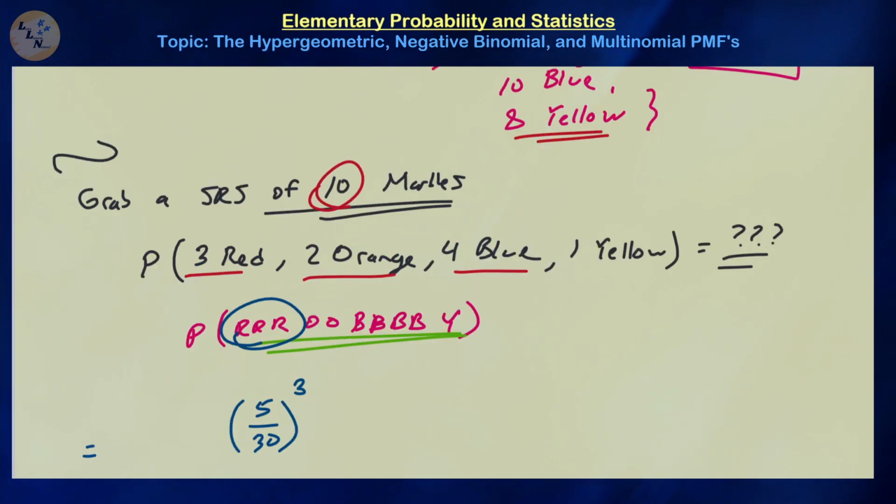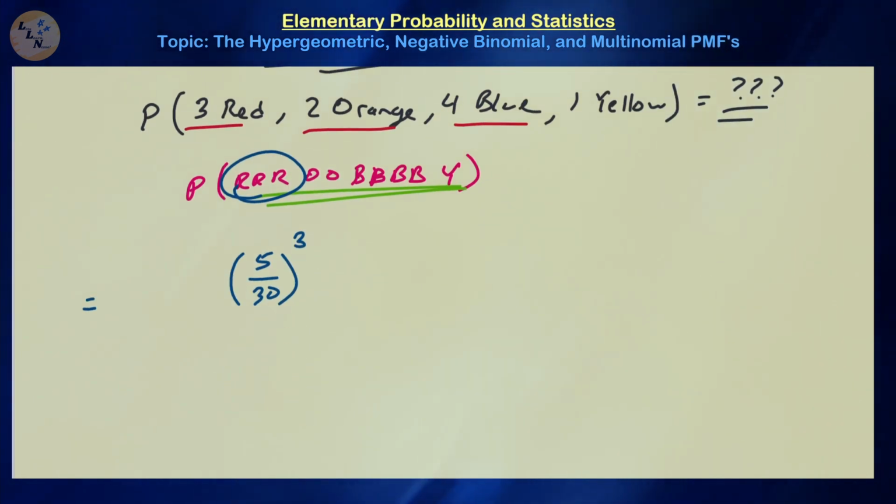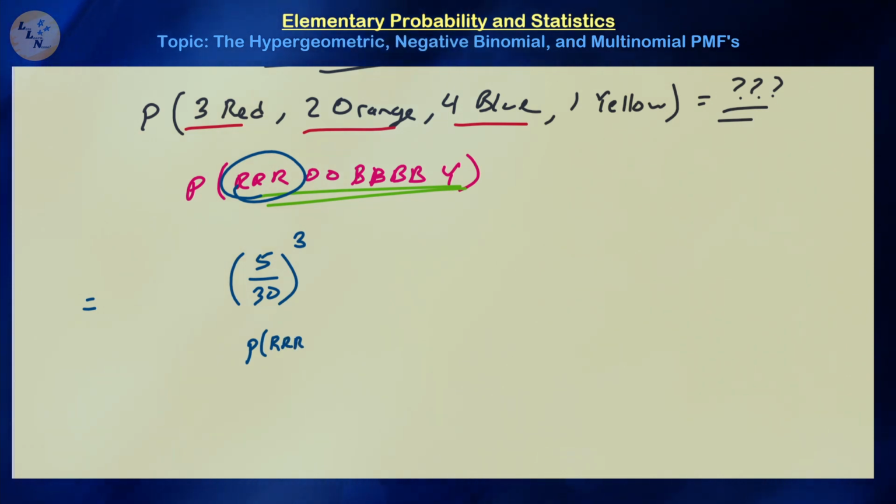It's 30, right? Yeah, I don't know why I wrote 20. It should be 30. Yeah, there we go. I said 30, but I wrote 20. So 5 out of 30 is the probability of red. So this is the probability of red and red and red.